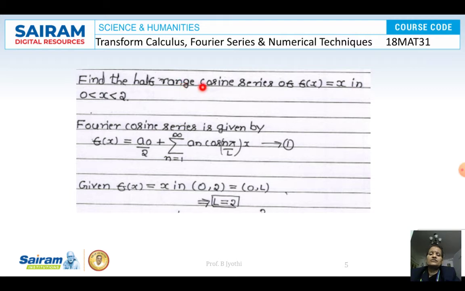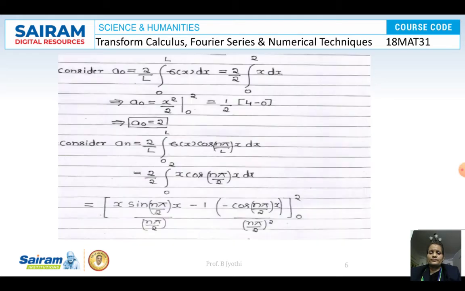Now let us look into another problem of cosine series. Find half range cosine series of f of x equals to x in the interval 0 to 2. Okay, so the solution is, for Fourier cosine series f of x is a0 by 2 plus sigma an cos n pi by L of x. Let us call this as equation 1. So f of x is given by x in the interval 0, 2, which is 0, L. When it is equated to the interval, we get L is equal to 2.